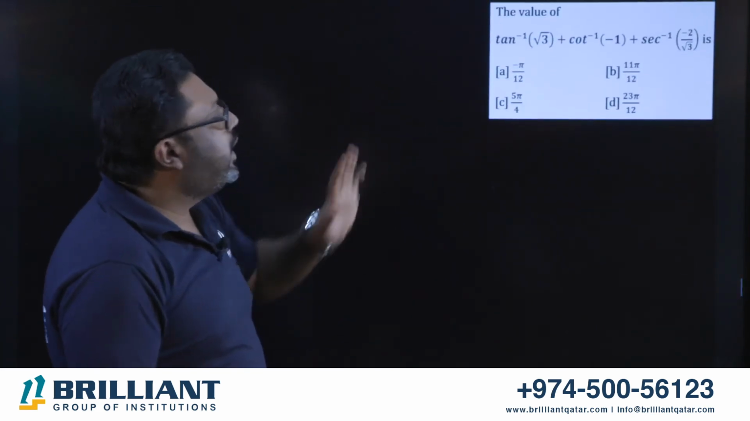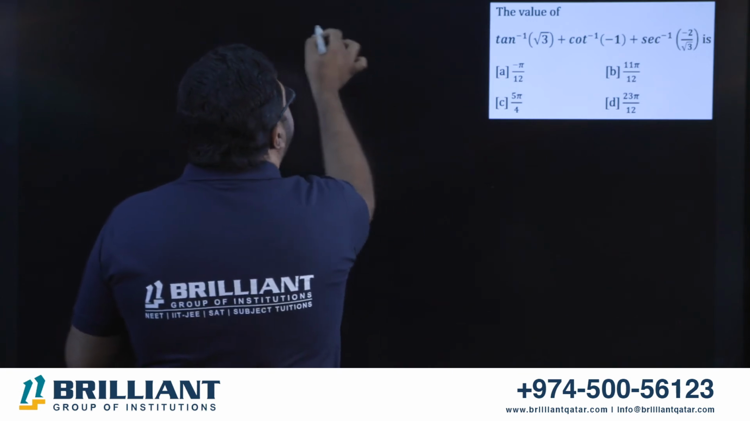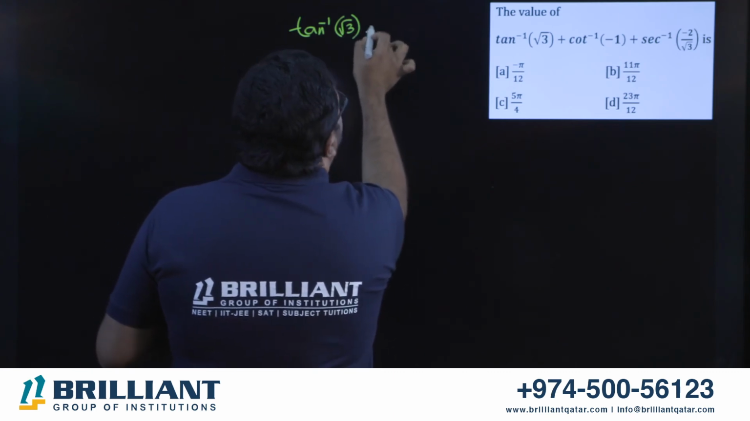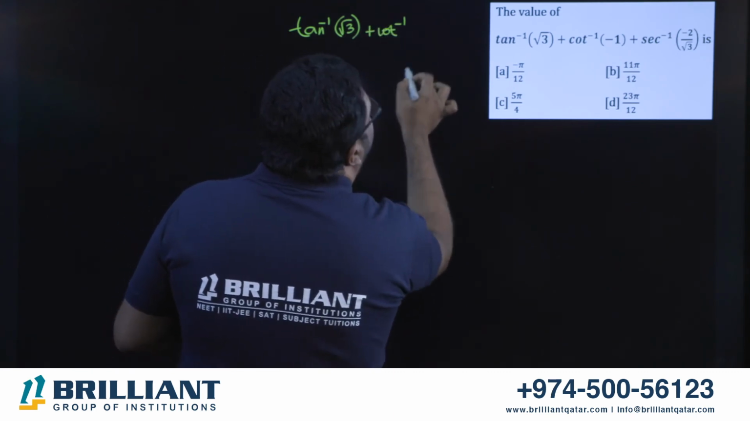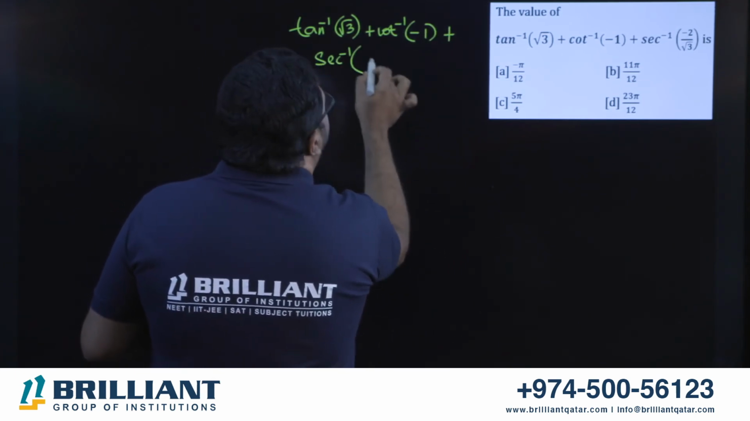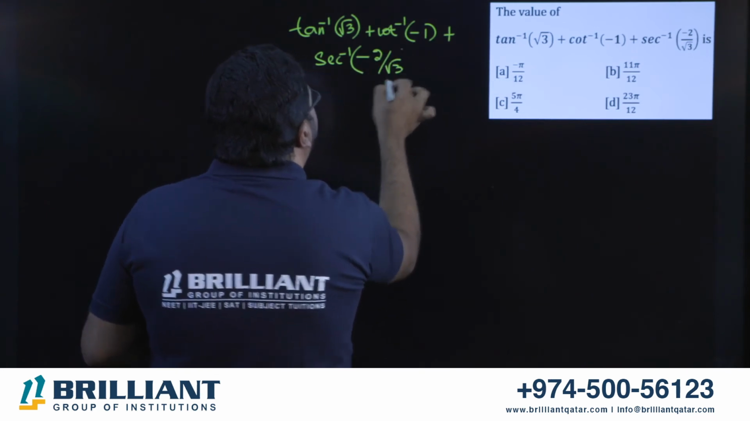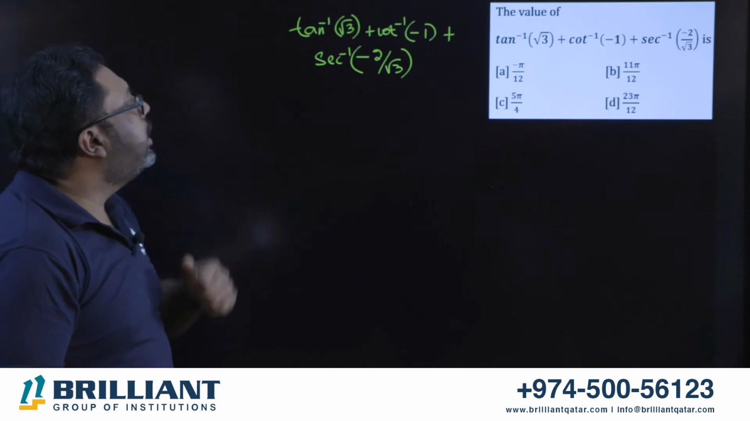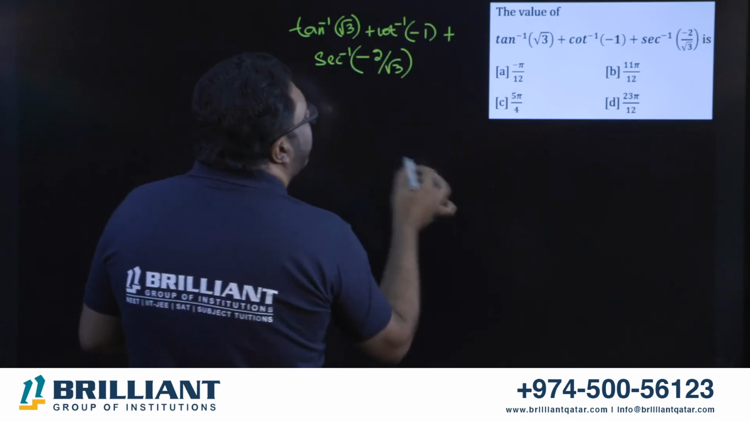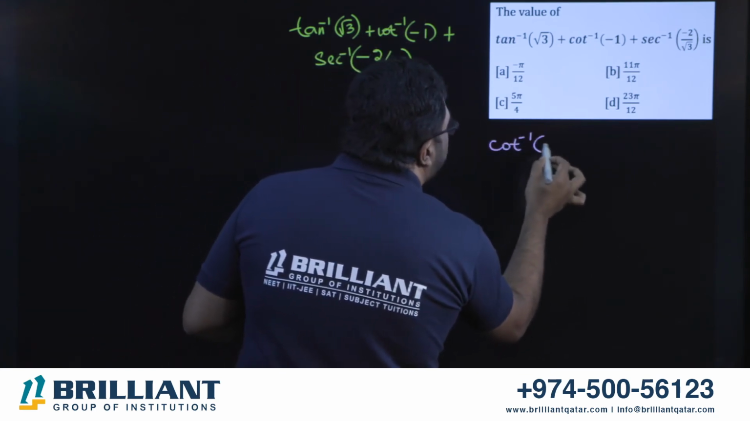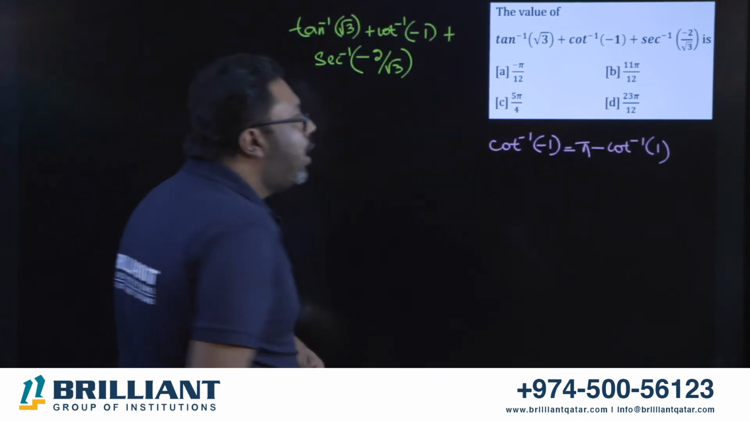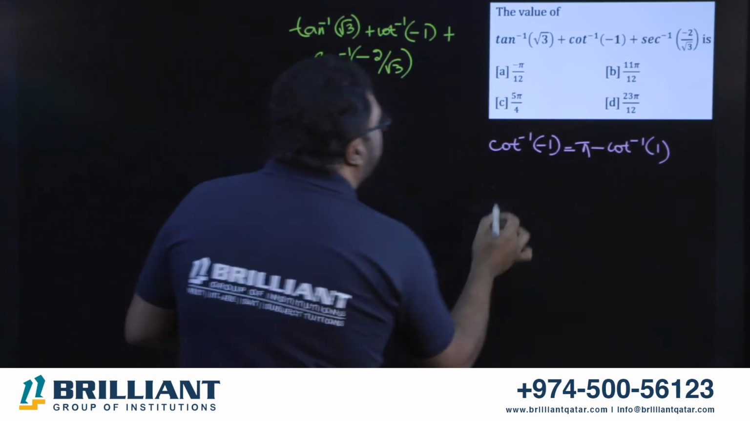Here, directly we can do it. We can directly do this as a simplification. Tan inverse of root 3 plus cot inverse of minus 1 plus sec inverse of minus 2 by root 3. First thing, we have to get rid of the negatives. Cot inverse of minus 1 is pi minus cot inverse 1.